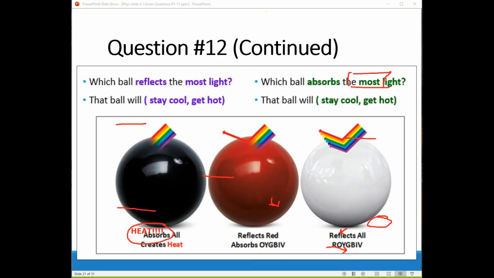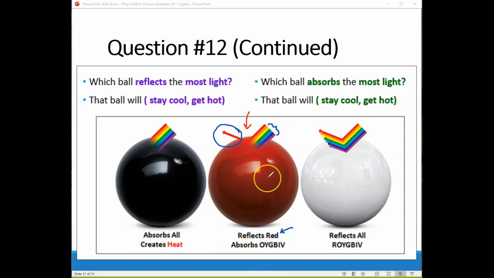Okay, so let's go ahead and take a look at question number 12 again. So this one is taking a look at what's happening to different colors. And so we learned that color is the result of what is being reflected. So for example, you can see right here that for this red ball, this red ray right here is being reflected. And so that is why the red ball appears to be red, because it's reflecting red light. Okay, every other color it does absorb. So you can see right here it absorbs orange, yellow, green, blue, violet.